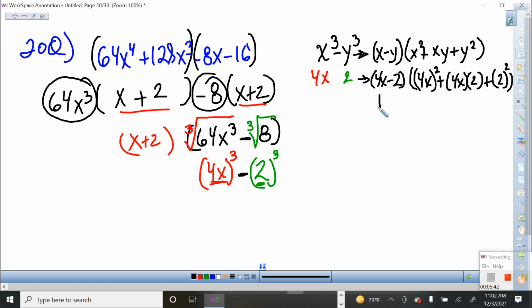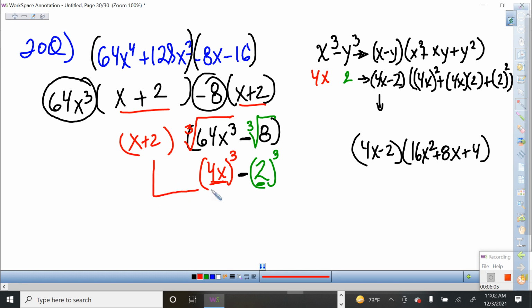Let me bring this down. That means I got 4x minus 2. That stays the same. But this one, what is 4x times 4x? 16x squared. How about 4x times 2? 8x. How about 2 squared? That's 4. So those are my factors, but don't forget, look up the BFF, x plus 2. These are my factors.